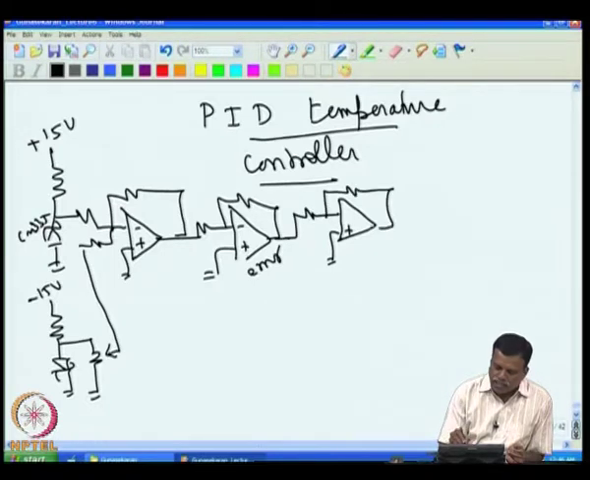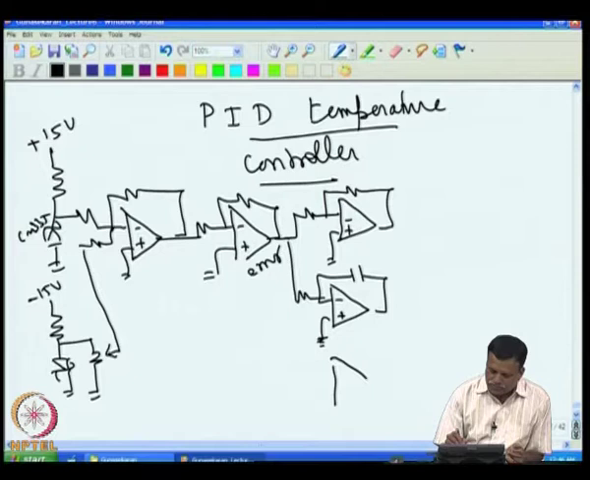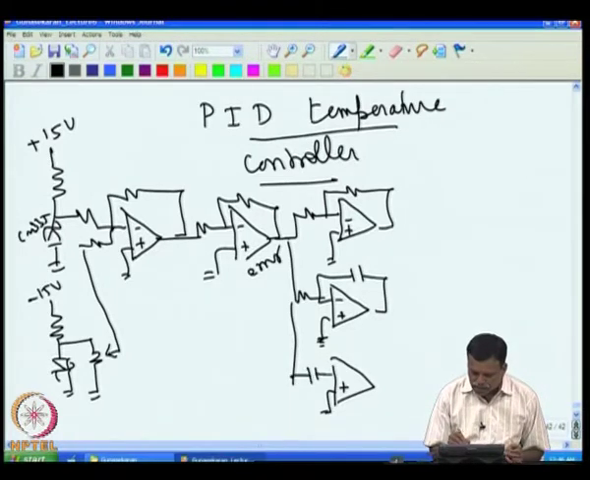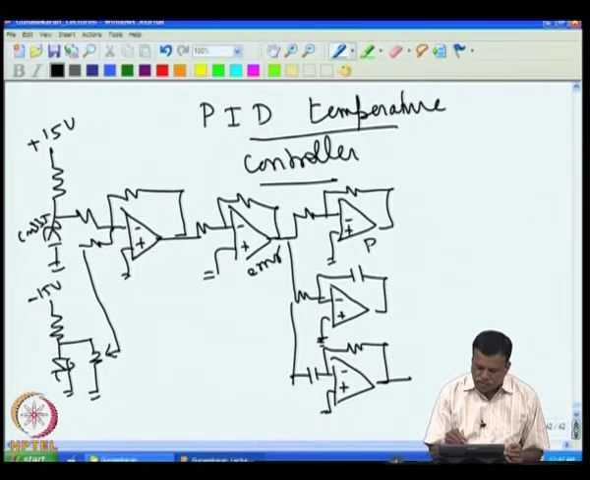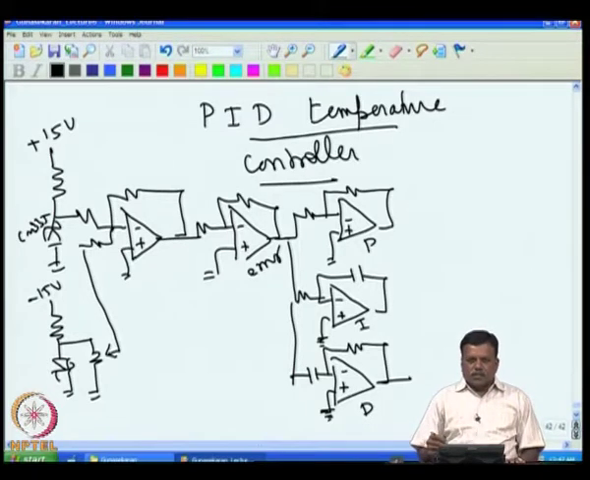So, I set the required electronic gain here, then let me add the integral action here, the integrator. So, that error voltage drives this. Now, I add a differentiator here. What you do is we put the capacitor here, then the resistance here. So, you have a proportional stage here, the integral stage here, and the differentiator stage here. So, these three you have done.